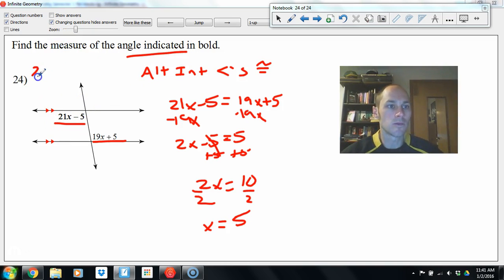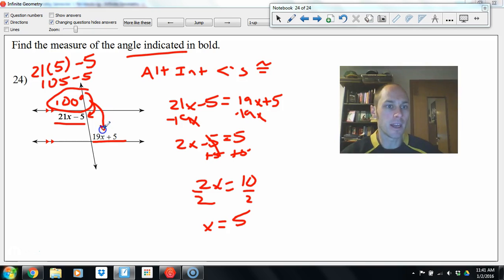So we'll take 21 times 5 and subtract 5. 21 times 5 is 105 minus 5. 105 minus 5 is 100. So 100 degrees would be this angle measure here. It would also happen to be that angle since those are congruent.